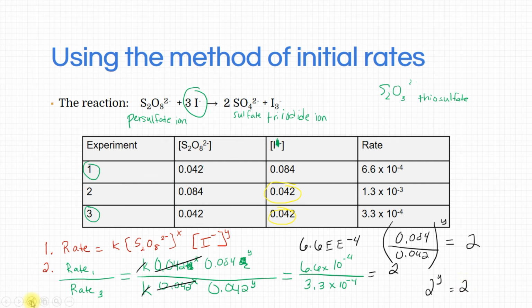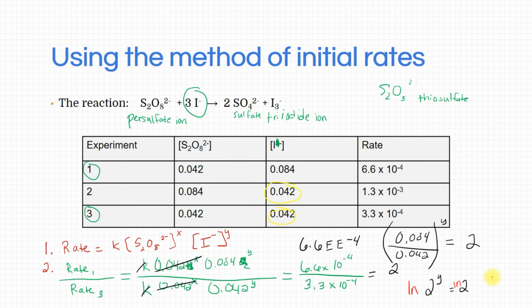Now, obviously, it's easy to figure out that y equals 1 from this point, but in the future, and especially in the lab, we're going to have a situation where these numbers are not whole numbers, in which case we can use log to solve it. We just take log of both sides. You can do log or ln, I don't care.